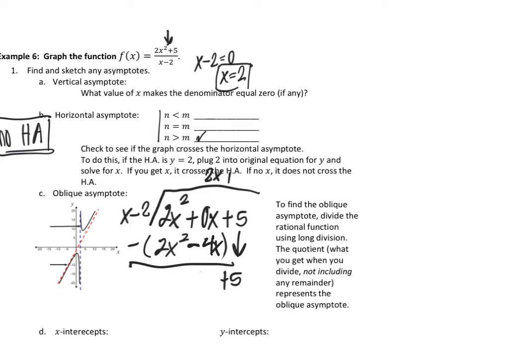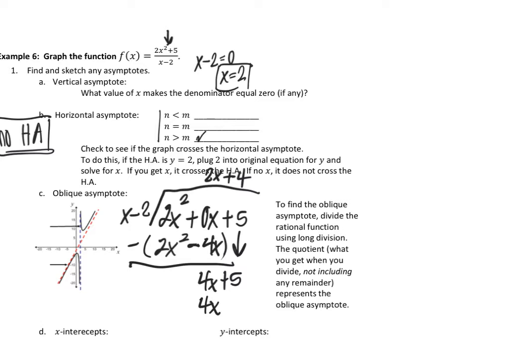So 0 minus a negative 4 is a positive 4x. So now what I'm saying is, what can I multiply x by to get 4x? And you can multiply it by 4. Okay. So 4 times x is 4x.